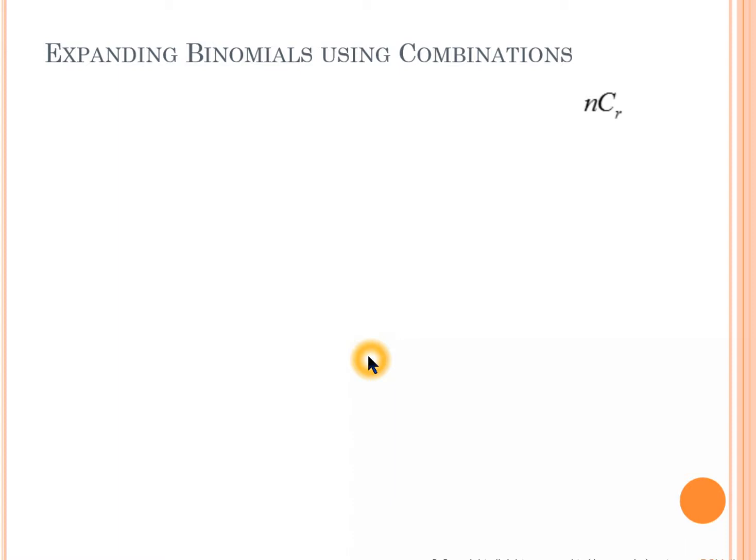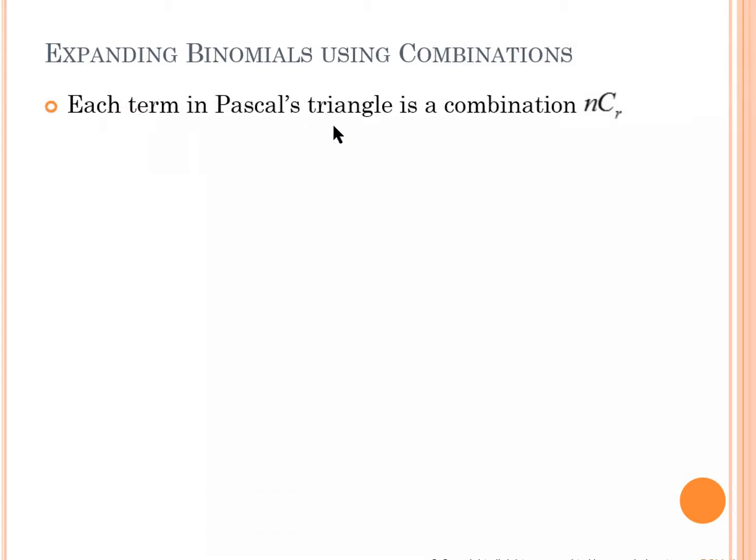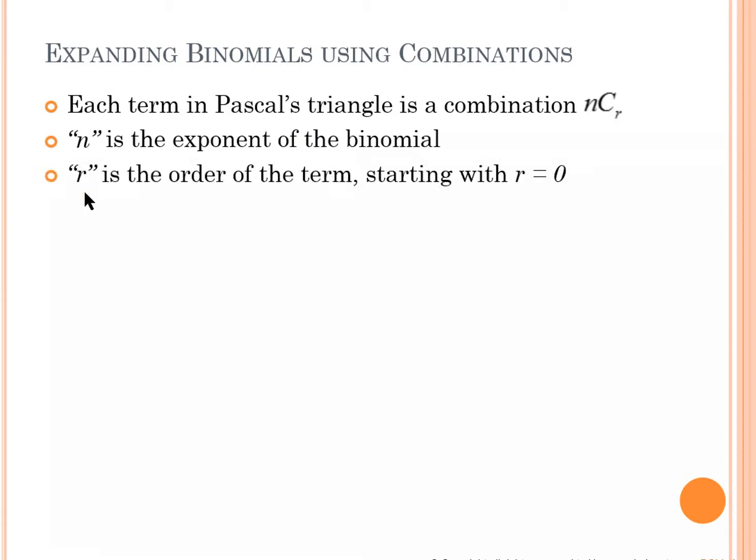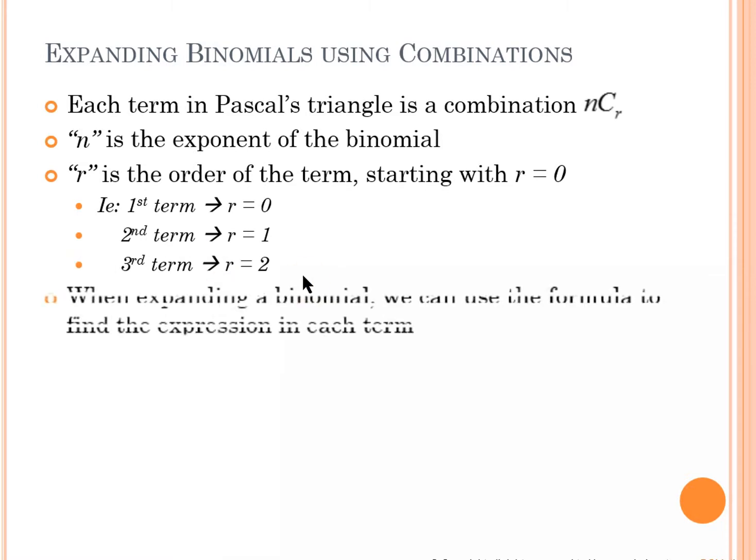Before we move on to some of the other examples, let's try expanding binomials using combinations now, because in Pascal's triangle, those are all directly related to combinations. So each term in Pascal's triangle is a combination n choose r. n is the exponent of the binomial. r is the order of the term starting with r equals 0. So the first term, r is 0. The second term, r is 1. The third term, r is 2.